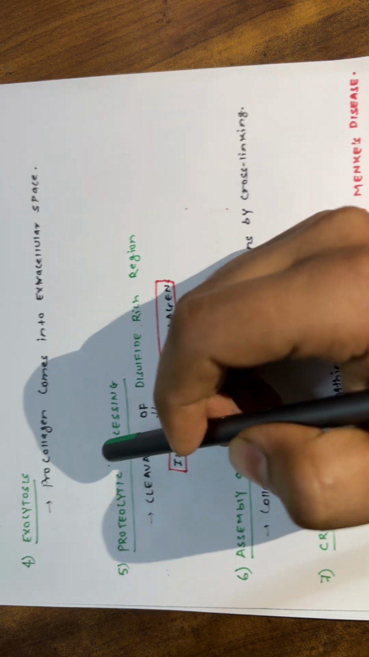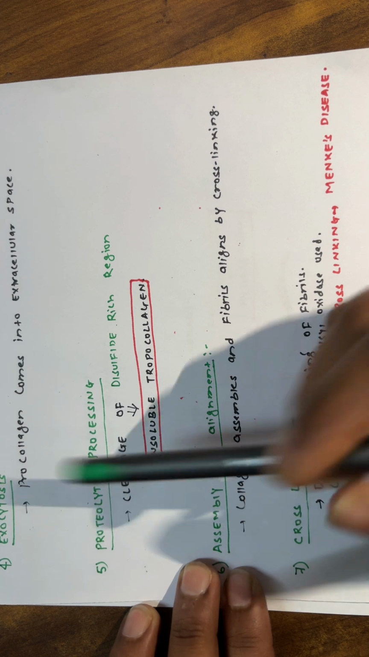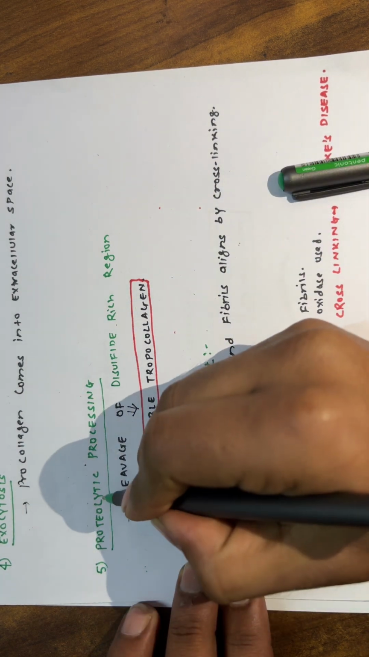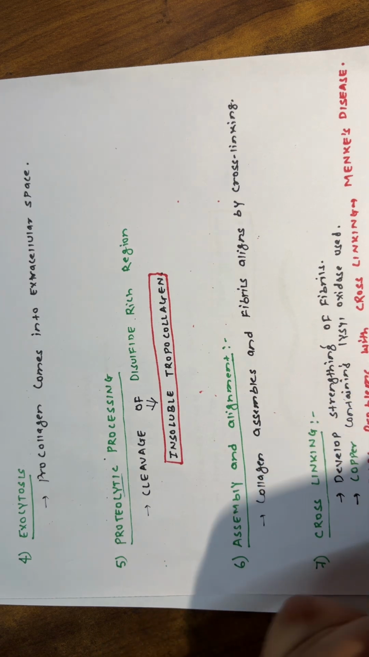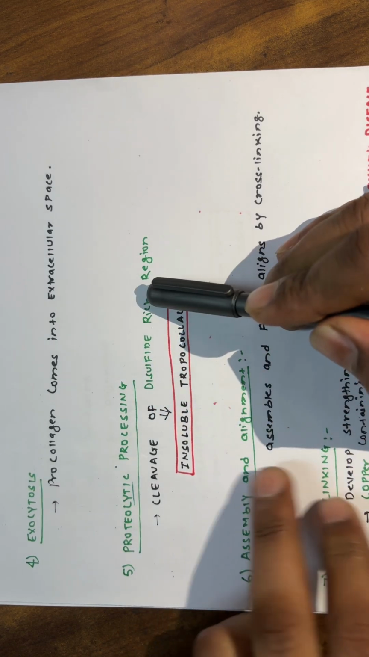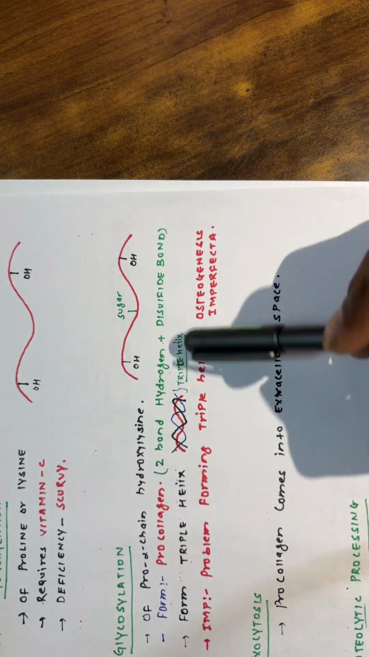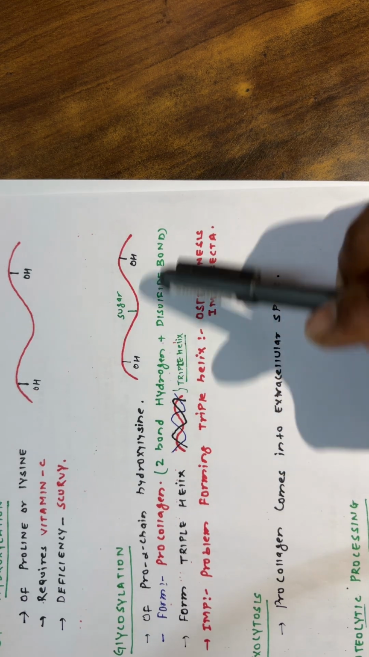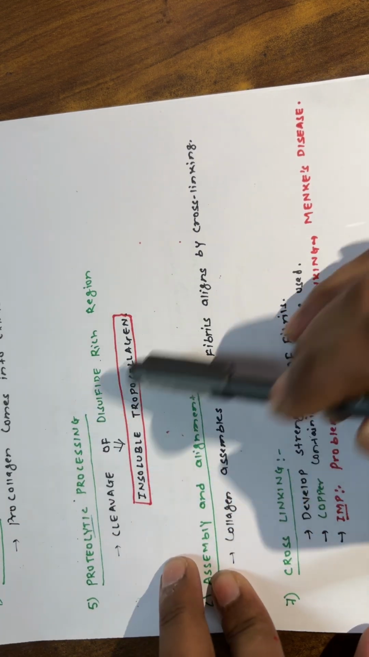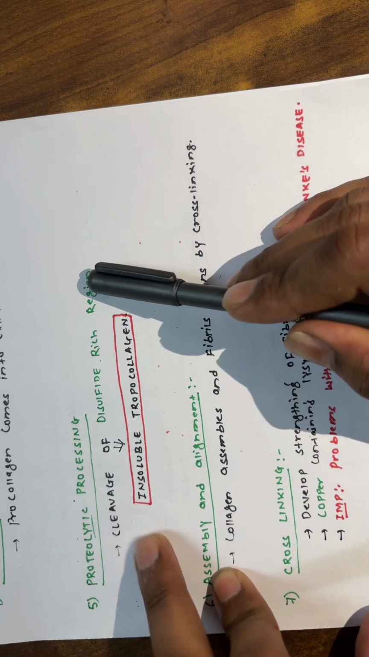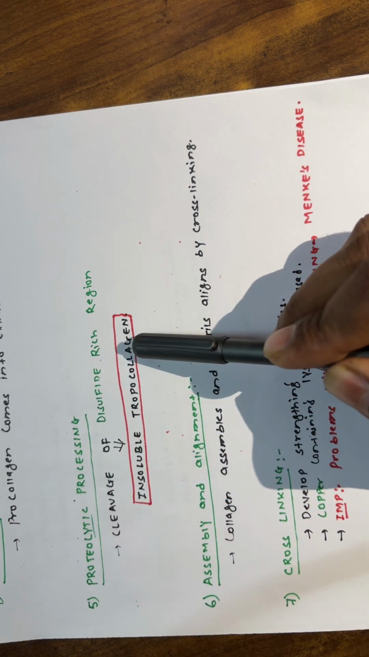Now the fifth step is proteolytic processing. Whenever we see this word lytic, it means cleavage. So there will be cleavage of the disulfide rich region. We read earlier that two bonds, hydrogen and disulfide, form. In this proteolytic processing the disulfide rich region gets cleaved, and it forms insoluble tropocollagen.